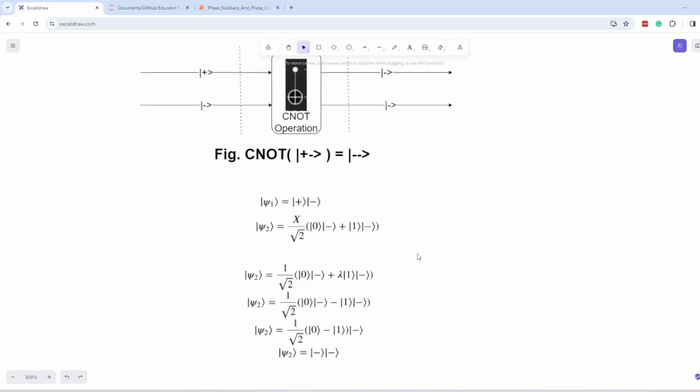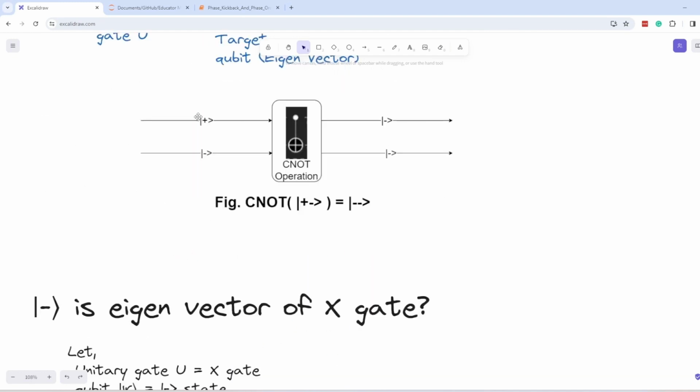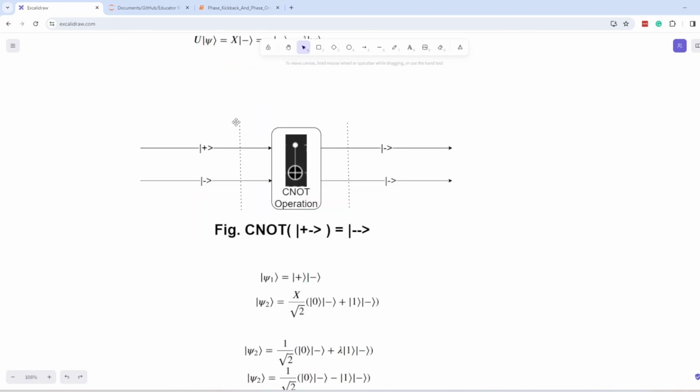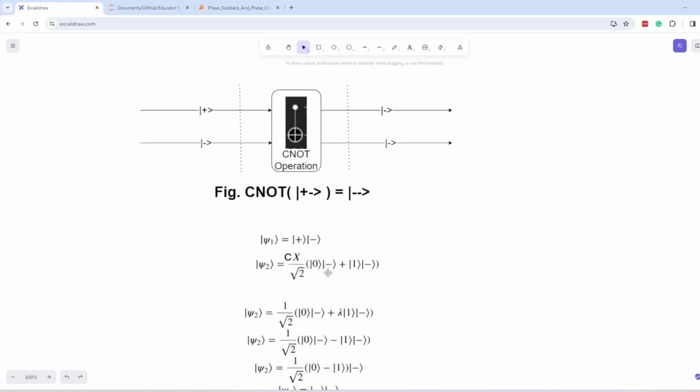Now let's see mathematically how this plus state got converted to minus state. So at this point we can see psi 1, and psi 1 was plus-minus. After applying the CX gate, here we have psi 2, and for psi 2 we have the X gate, and the plus state I can expand as 1 upon root 2 times (0 plus 1). I expanded, and then I multiplied the minus state with both 0 and 1, so it's like this. Now if I apply this controlled X gate here, this term will not be affected because here the control is 0, so this term will remain as it is.